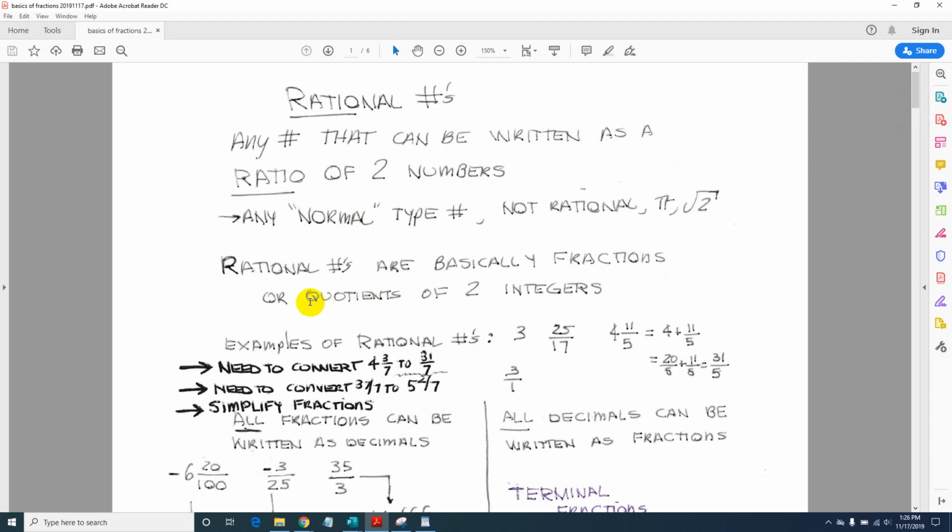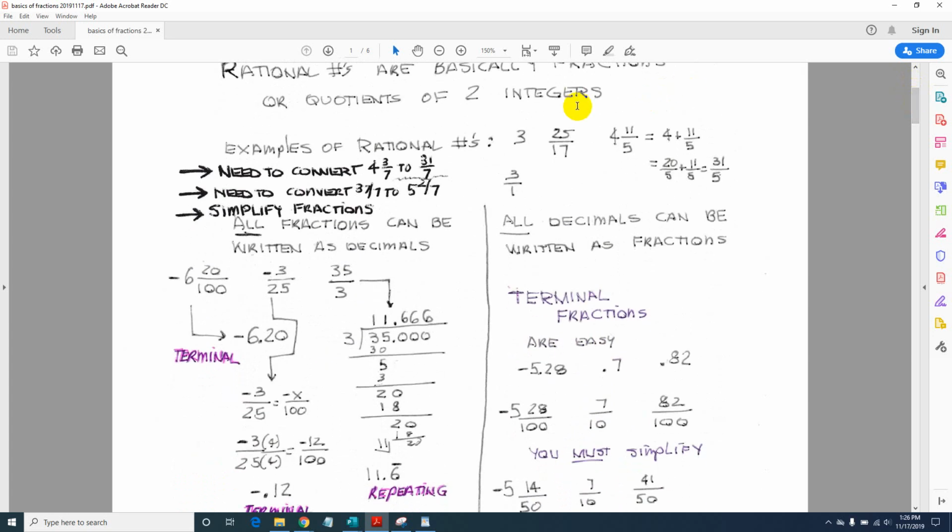Rational numbers are basically fractions or quotients of two integers. Okay, so good to know what examples of rational numbers are. Like 3. 3 is a rational number because any number like that you can always put on top of 1, and you have a ratio of two integers. 3 over 1 is 3. 25 over 17 is just a regular old fraction, clearly a rational number. 4 and 11/5 is what's known as a mixed number. It is a rational number because you can express it as a ratio of two integers.